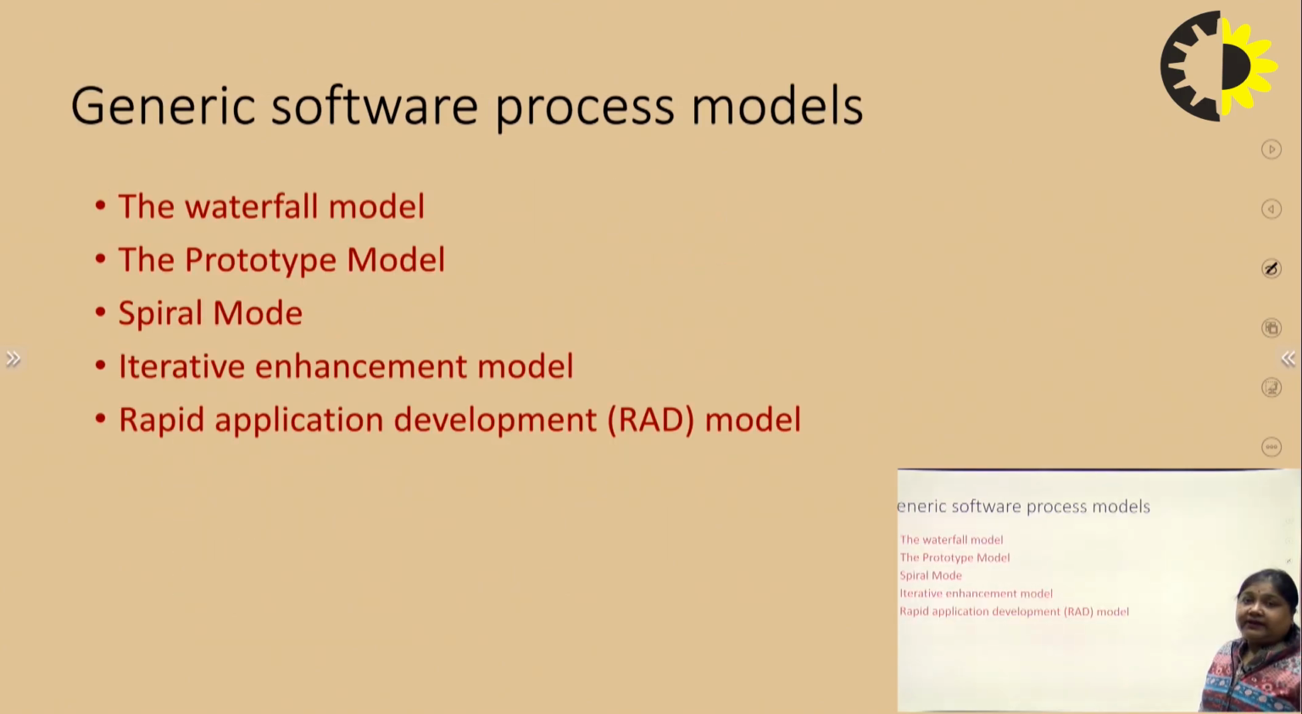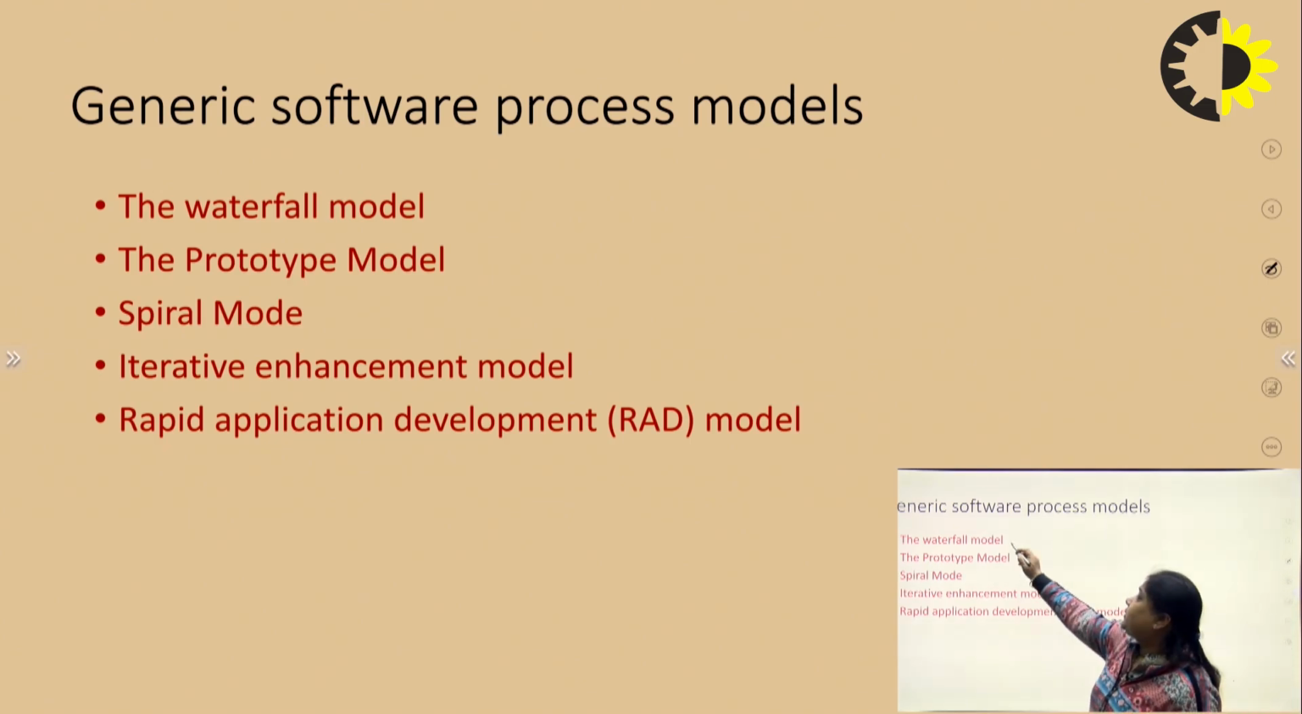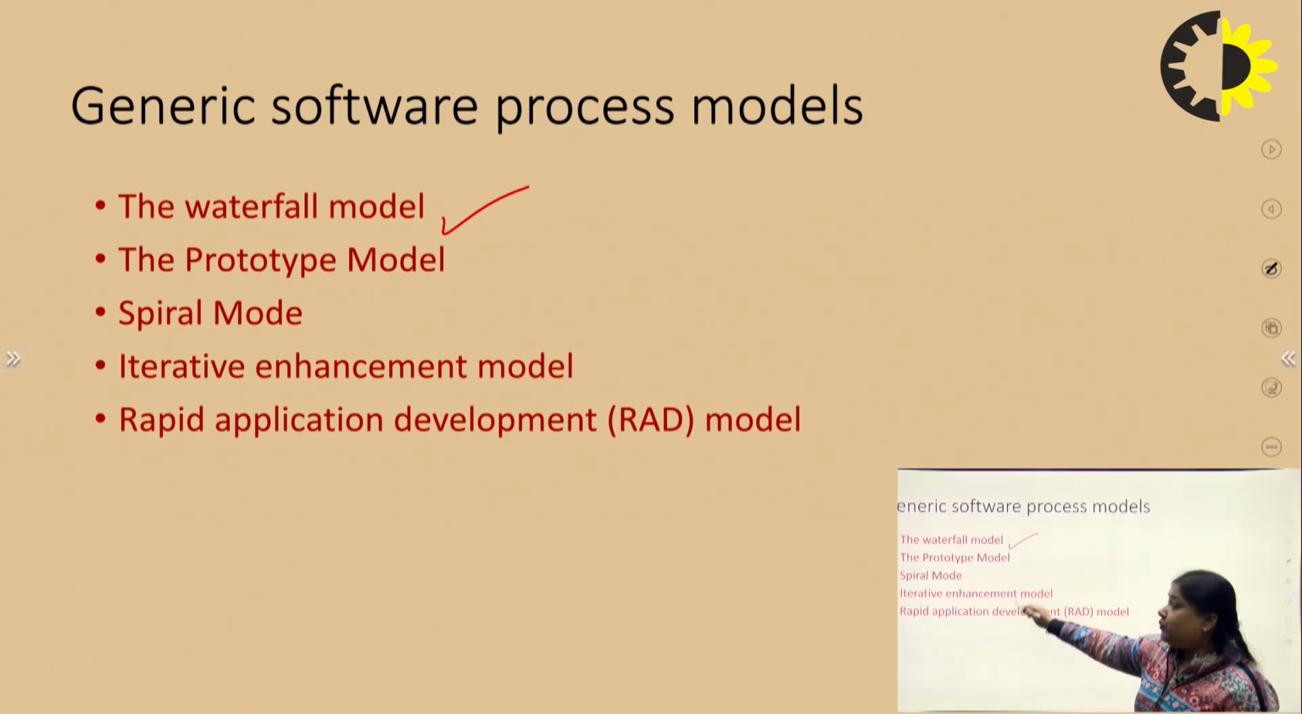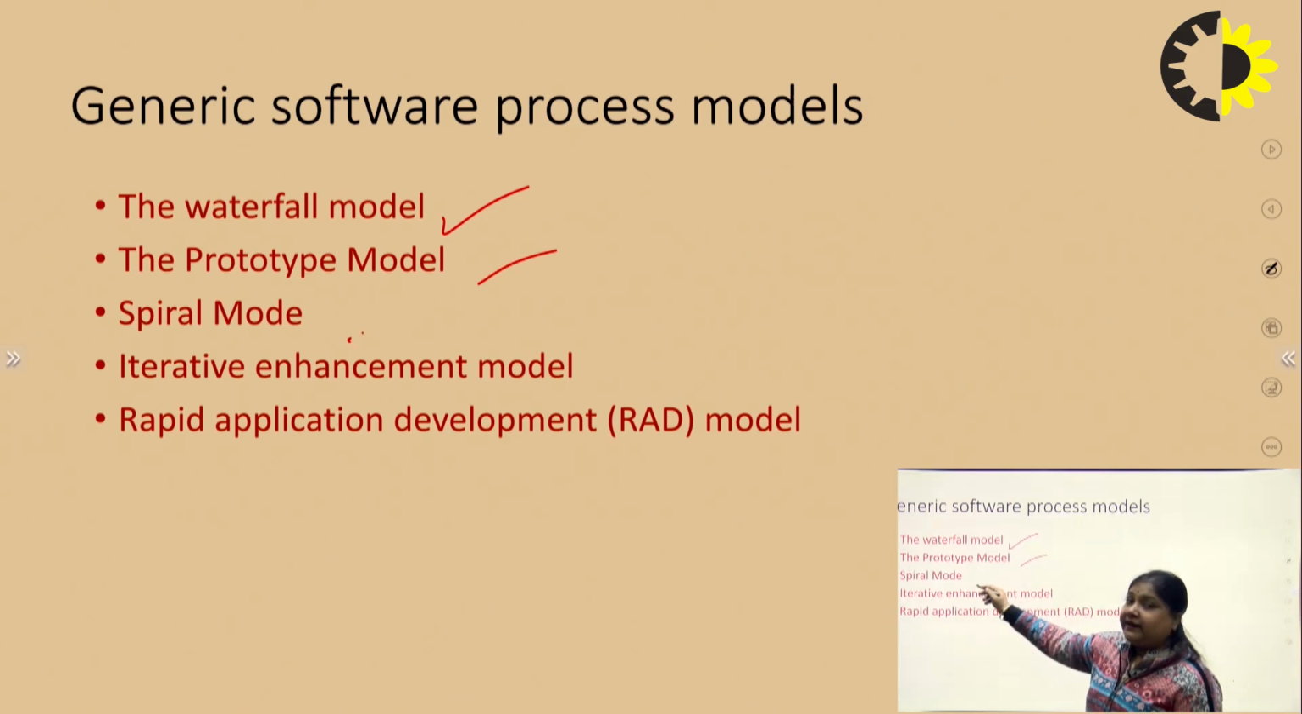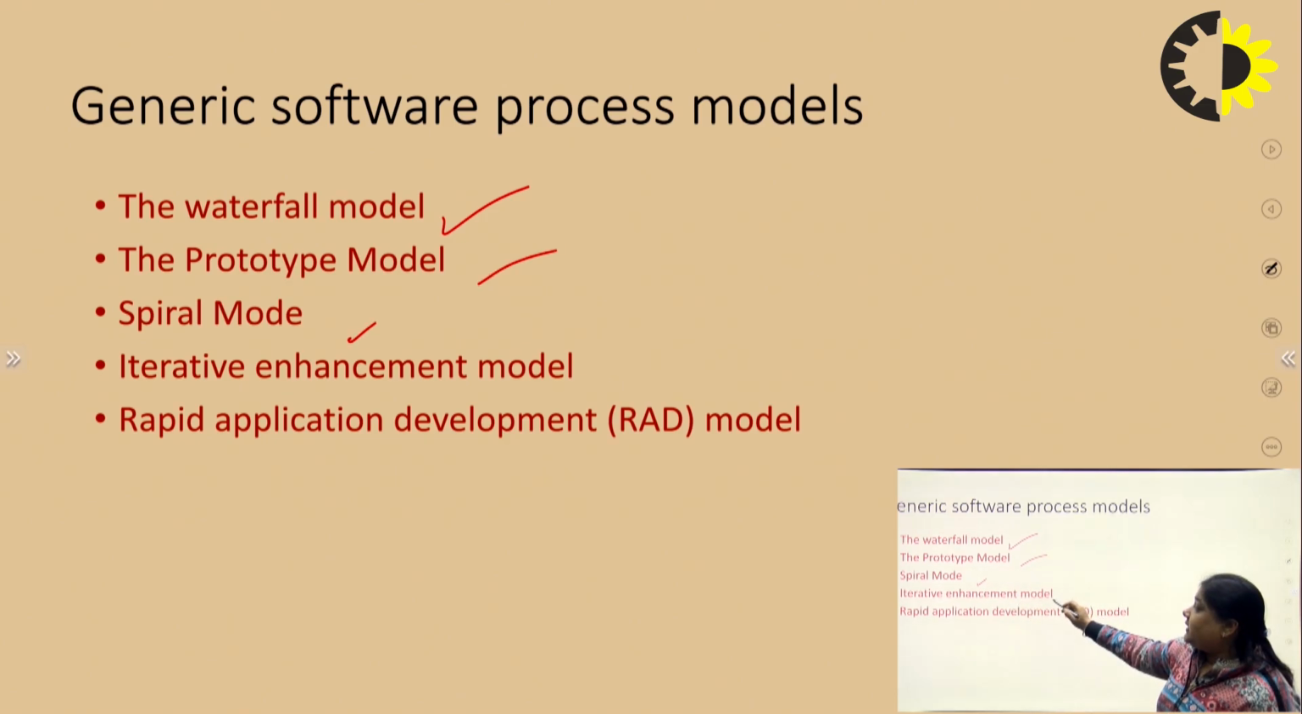We have certain types of models available as software process models. The first one is the waterfall model, then the prototype model, spiral model, iterative enhancement model, and rapid application development model. These are some examples of software process models.